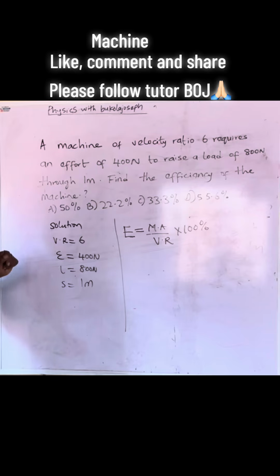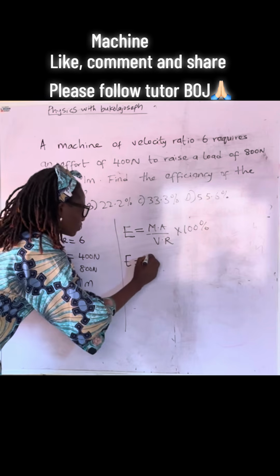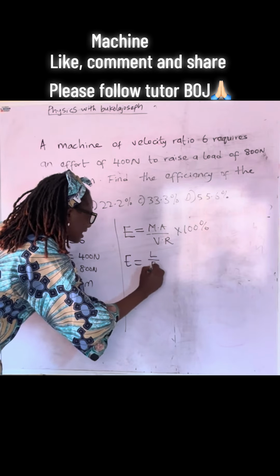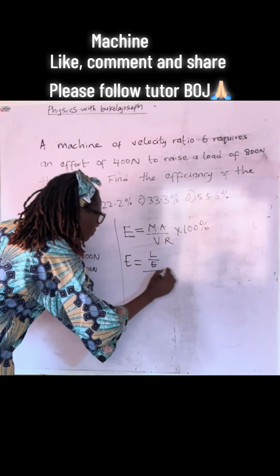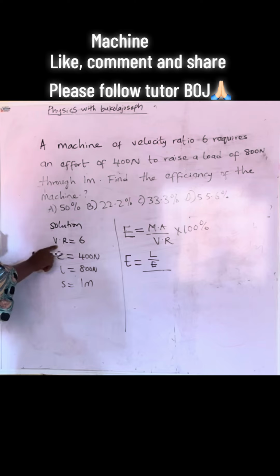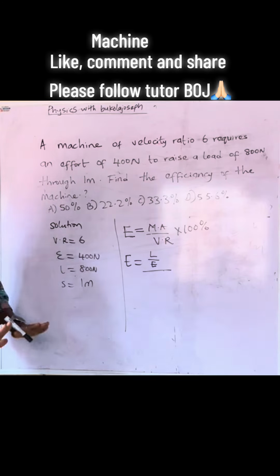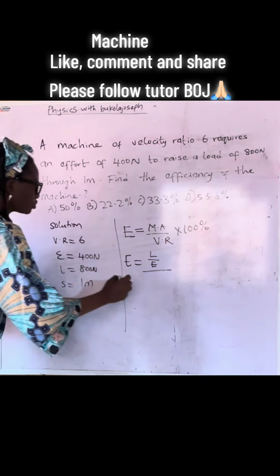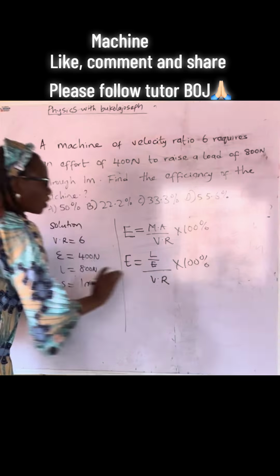What is mechanical advantage? You can further break it down. It's simply load all over effort. Then all over velocity ratio. We are given velocity ratio, so we don't need to break it down, but I hope you know that the formula for velocity ratio is distance moved by effort all over distance moved by load. But they gave us velocity ratio, so we can just put it here straight up, times 100%. So we have all our formula.